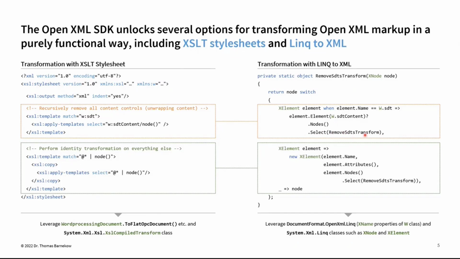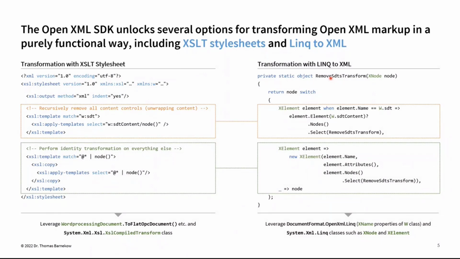the same transformation function. And the thing at the bottom is nothing else than the identity transformation, which basically takes the element, creates a new one with the same name, the same attributes, and a set of nodes that are transformed by the exact same function. So this is why this is called a pure functional recursive transformation. So this is what you can do in C# very easily.